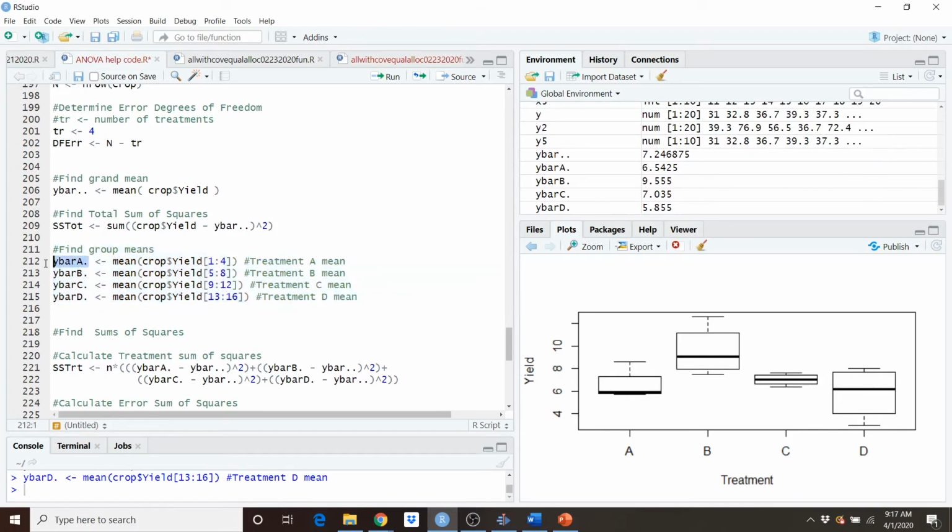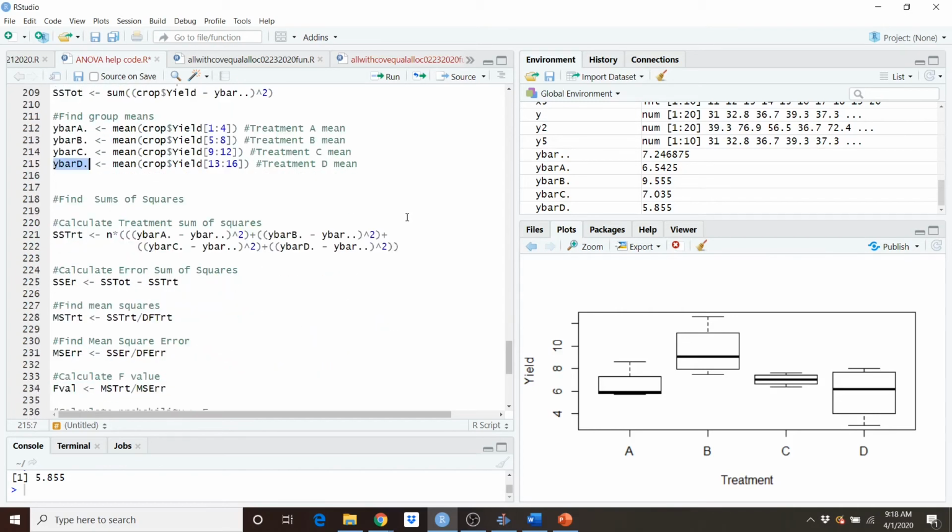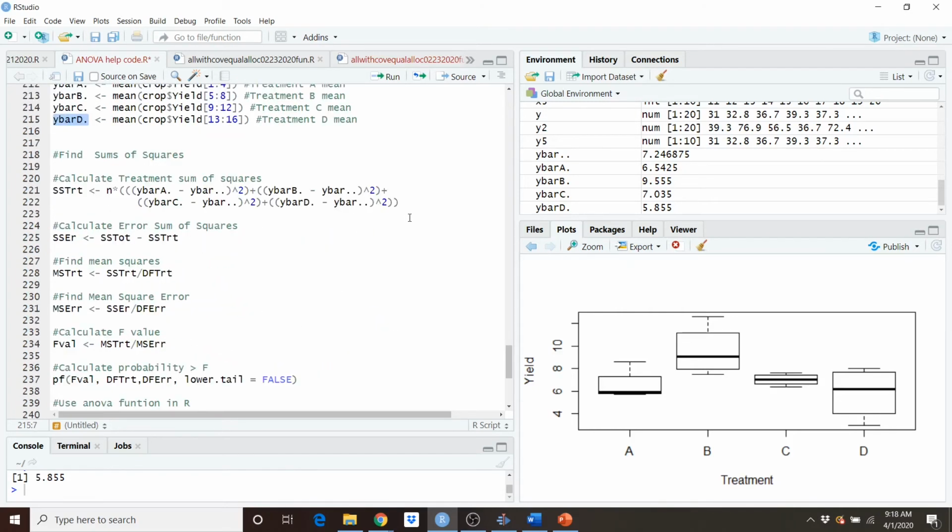And so what I get for y bar A dot is 6.5425, y bar B dot is 9.555, y bar C dot is 7.035, and then y bar D dot is 5.855.